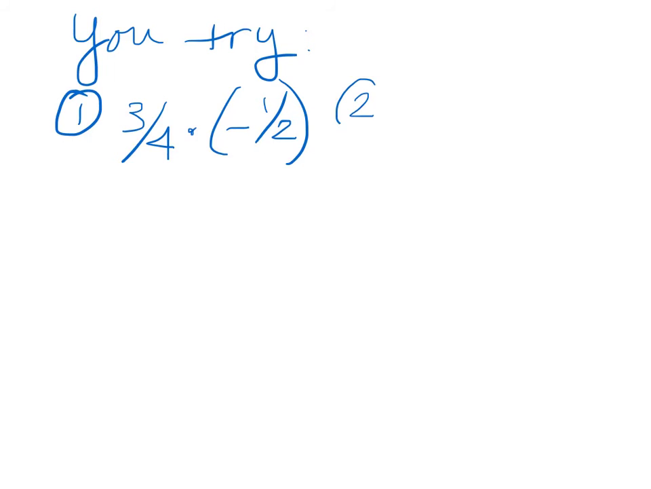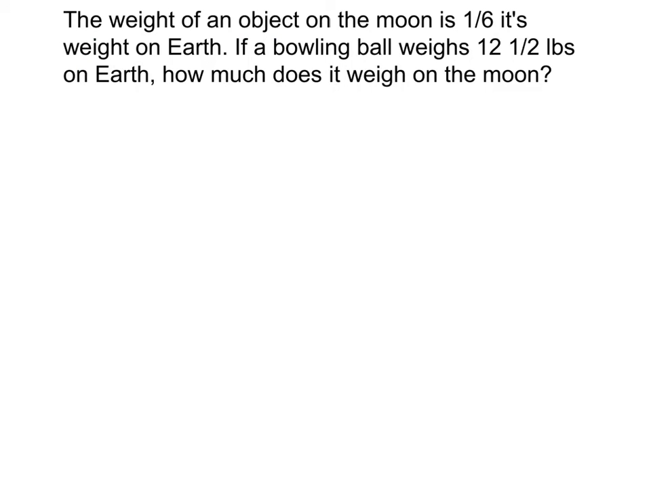The second one that I want you to try is 1/3 times 4.5. So remember to rewrite that mixed number as an improper fraction, and always be looking for ways to simplify before you multiply. Of course, no lesson is complete without our beloved story problem. So let's look at this one. The weight of an object on the moon is 1/6 its weight on Earth. If a bowling ball weighs 12.5 pounds on Earth, how much does it weigh on the moon?